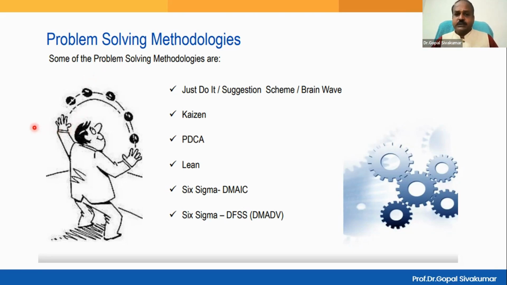Similarly, there are other approaches. Within Six Sigma, there are two approaches. One is for correction, another one is for prevention. Correction is DMAIC, prevention is DMADV. When I say correction, I am improving from the current. When I say prevention, I am developing something new. Killing a disease is DMAIC, but birth giving is DMADV. Hope all of you understand the difference.